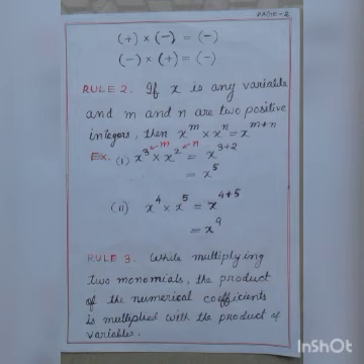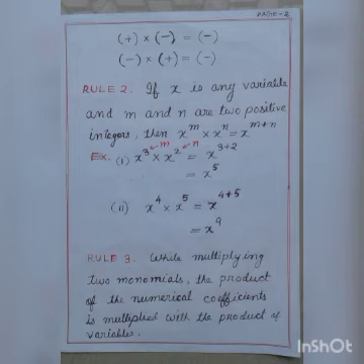Rule number 2: if x is any variable and m and n are two positive integers, then x to the power m into x to the power n equals x to the power m plus n. You have got this property in powers and exponents in chapter 3, so you can remember. I have shown it with an example.